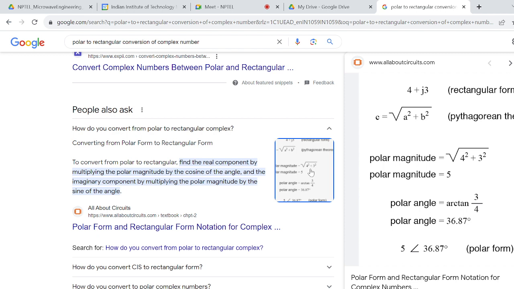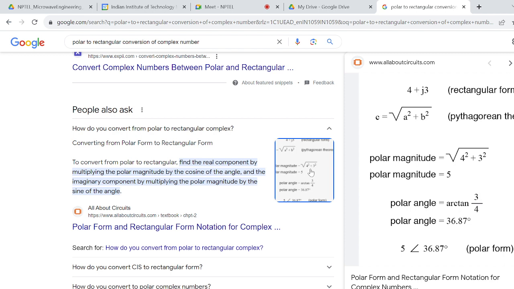Is that okay? A plus jb, how do we convert to r angle theta? Square root of a square plus b square will give you r. Theta will be tan inverse of b by a.